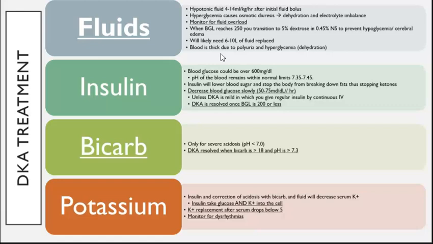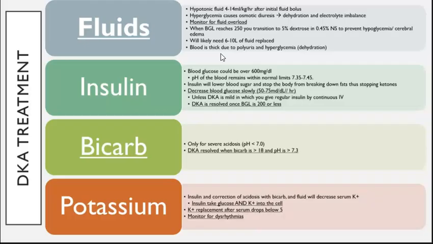We have to monitor for fluid overload, and this is important. So you give them the hypotonic fluid, you're monitoring for fluid overload. When blood glucose level reaches 250, you can then transition to 5% dextrose and half normal saline. This is going to prevent hypoglycemia and also prevent cerebral edema from making the cells too big. The patient's likely going to need almost 10 liters of fluid replacement if they're in full-on DKA. The blood is thick due to all the sugar, the dehydration, and the polyuria.